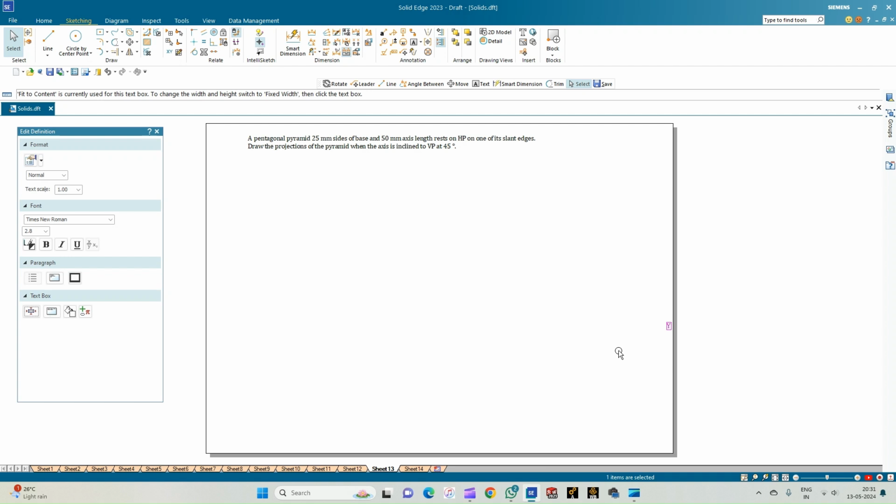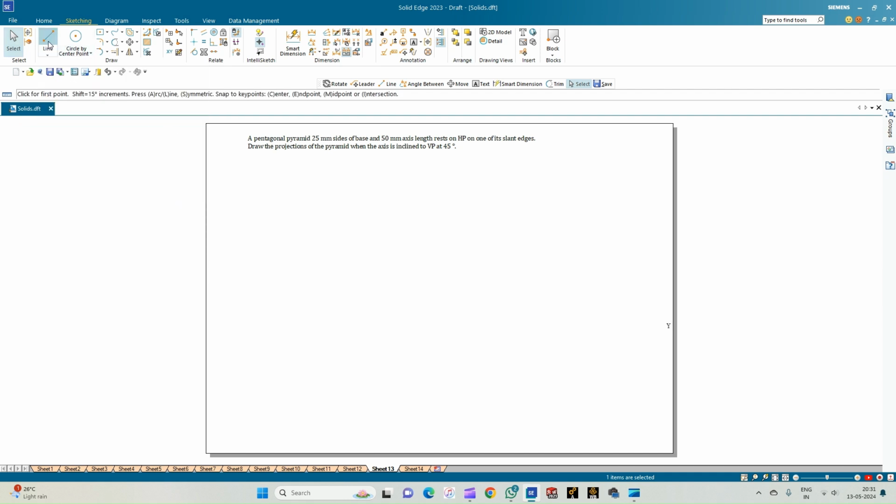Next thing is, with respect to the VP, it is the axis which is inclined. However, the word "apparent" inclination to VP is not mentioned here. So since we are going to consider the parameter, that is the axis, which has changed its length from the first position to the second position, it is a beta angle problem. So now we'll see how the solution could be drafted for this.